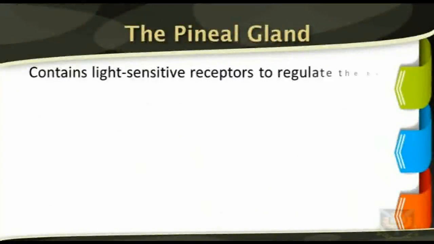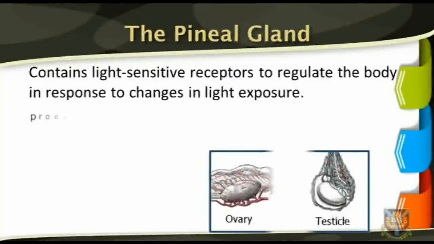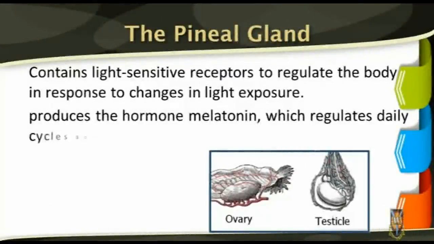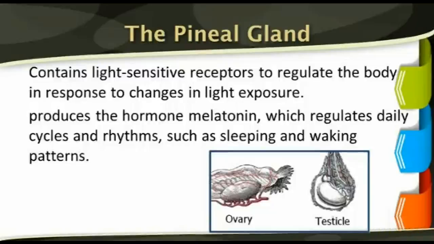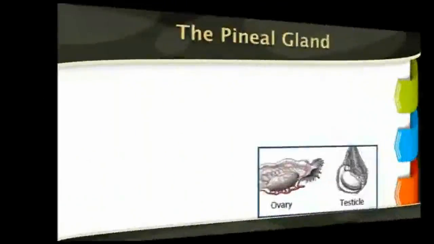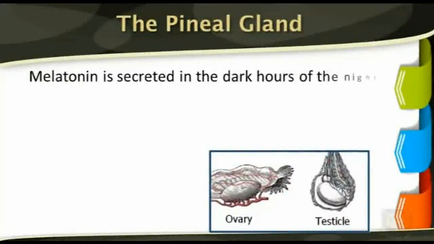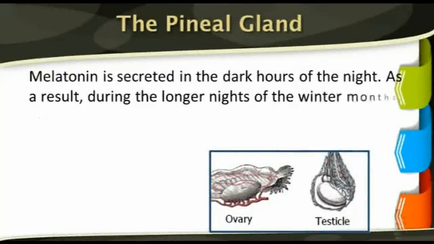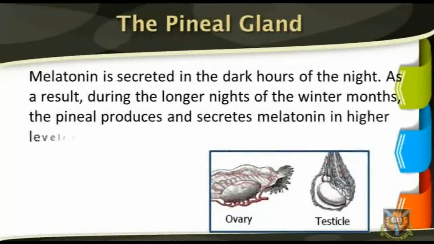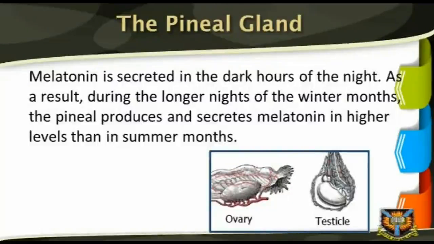The pineal gland. It contains light-sensitive receptors to regulate the body in response to changes in light exposure. The pineal gland produces the hormone melatonin, which regulates daily cycles and rhythms, such as sleeping and waking patterns. Melatonin is secreted in the dark hours of the night. As a result, during the longer nights of the winter months, the pineal produces and secretes melatonin in higher levels than in summer months.